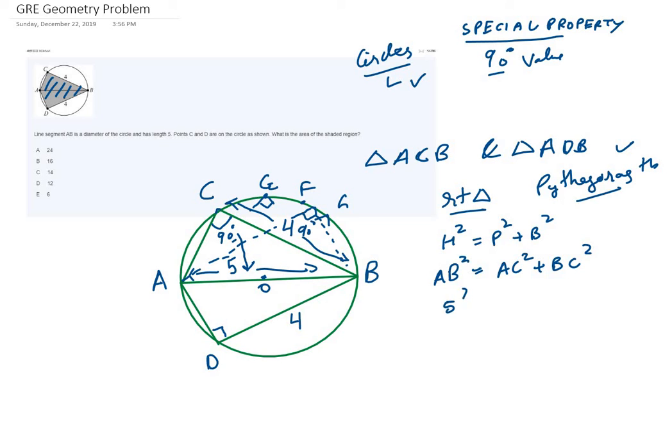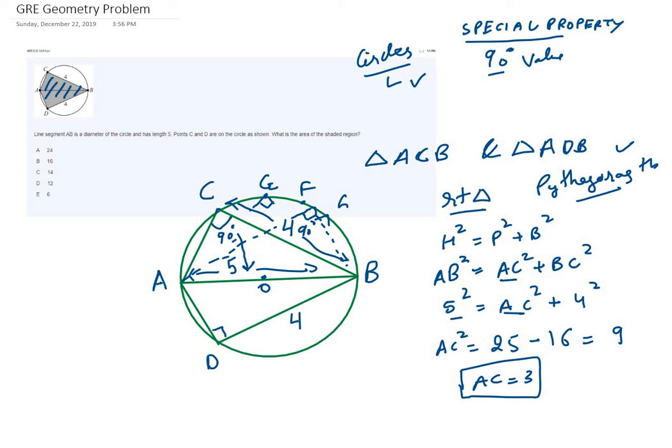So AB is 5, 5 squared is equal to AC squared, which we have to find out, plus BC, which is 4, squared. Why we need to find AC will become apparent in some seconds. Solving this, AC squared is equal to 25 minus 16, which is 9. So AC will be equal to 3 units. Similarly, on the other side we have the exact same triangle, with base 4 and hypotenuse 5, so this will also come out to be 3, because this is again 90 degrees here. We need not do all those calculations.